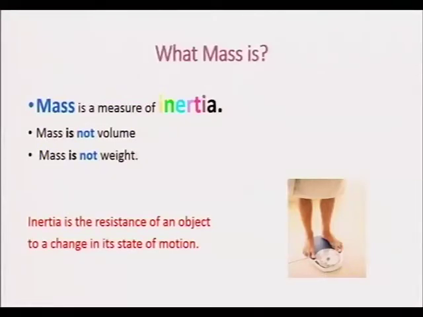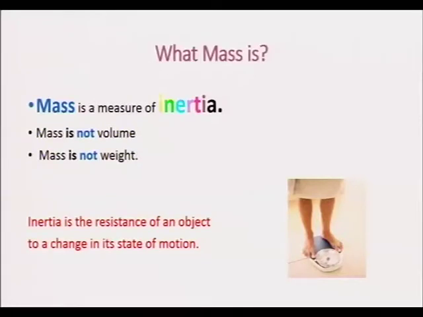The other thing that we'll look at is mass. Mass is a measure of inertia. We define mass as the amount of matter in an object. But I want to focus on what mass is not. Mass is not volume. Mass is not weight. Usually when you go on a scale and weigh yourself, we say that is mass. And here we talk about inertia. Inertia is the resistance of an object to a change in its state of motion.